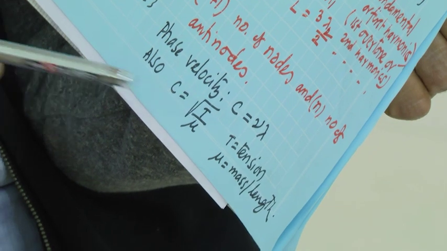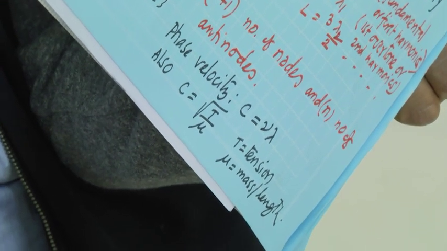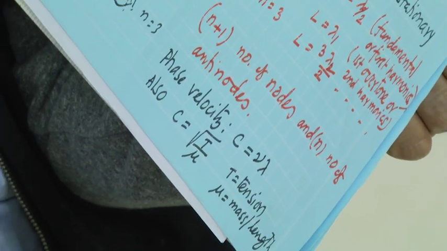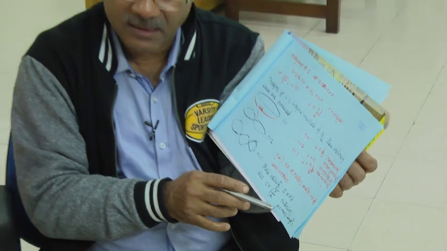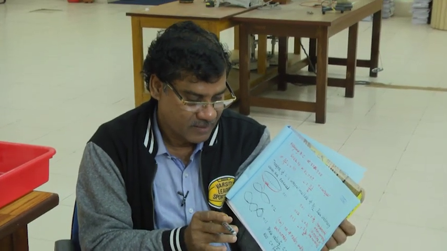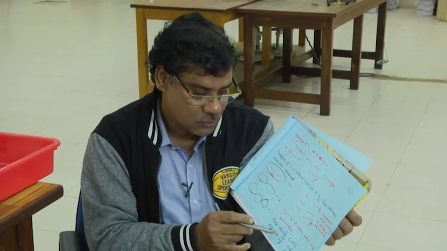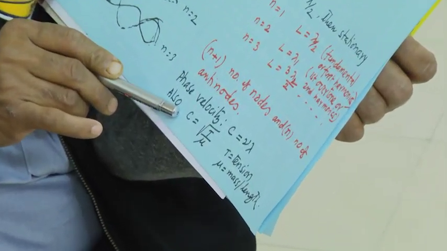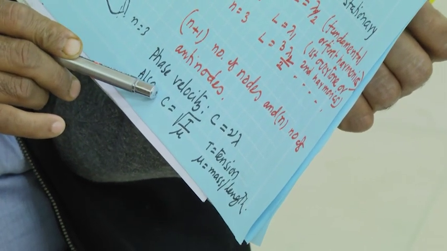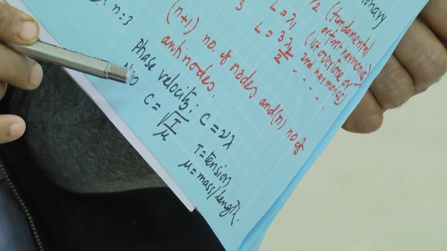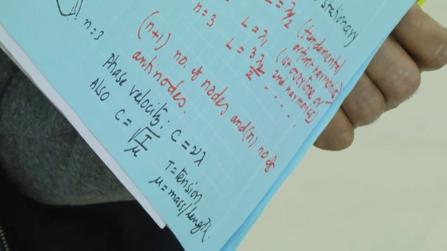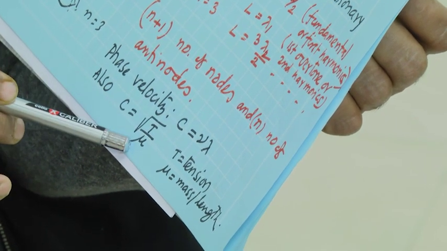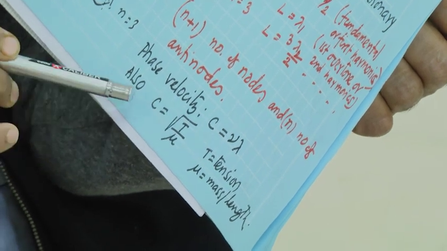What is T? T is the tension, as I showed you. So we'll put different masses, and for these different masses, the string will be under different tension. And if I know the mass of the string per unit length, that is mu. So square root of T by mu is the velocity of waves in the string. This velocity also we can find out, because T is known to us, as I am putting the mass. And if you know the mass per unit length of the string, then you can calculate C.